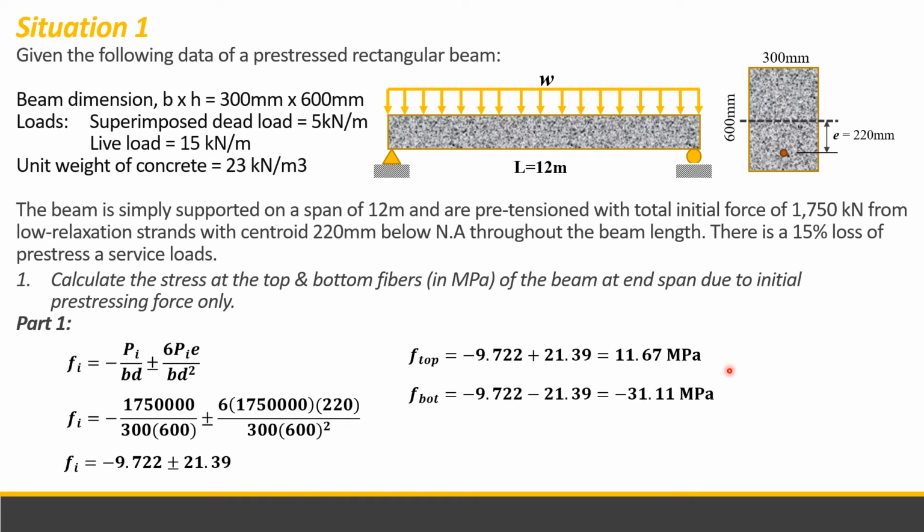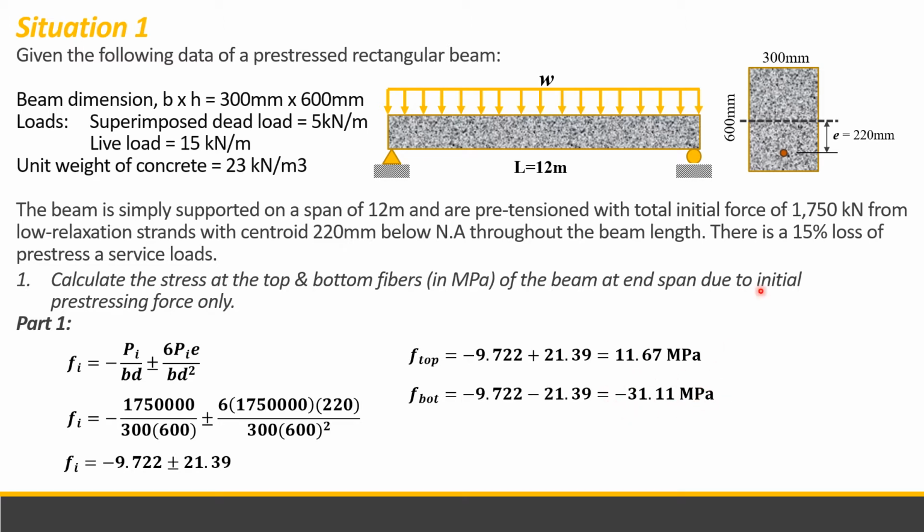Now at the bottom naman, so negative. So sa bottom negative, we have negative 9.722 minus 21.39. So we have negative 31.11 MPa. So sa sign convention natin, negative is denoted for compression.